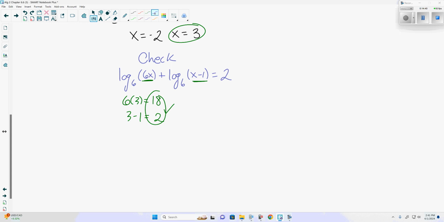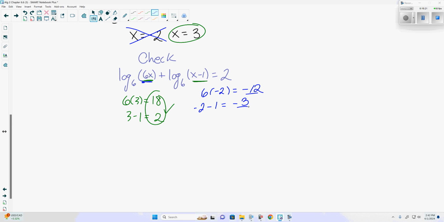Because if the number inside the log is 0 or negative, it doesn't work at all. Because our other solution that we had was negative 2. Well, 6 times negative 2 is negative 12. We can't have that here. And even if we check the other one, it would give us negative 3. So that tells us that negative 2 is not a solution. 3 is the only solution that works with this here. And it's really coming back to our product properties. Because when we multiply -3 and -12 together, we get positive 36. So log base 6 of positive 36 is indeed 2. But with it split apart, we can't have it being -3 and -12.